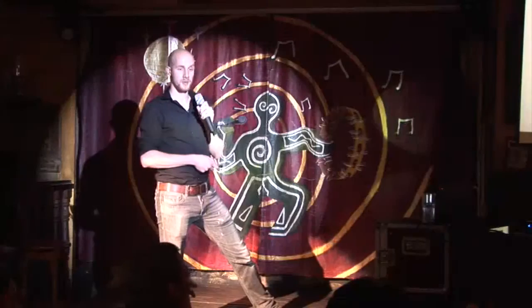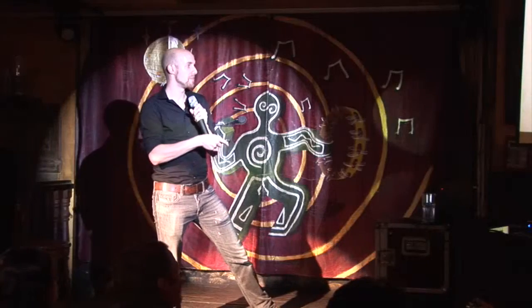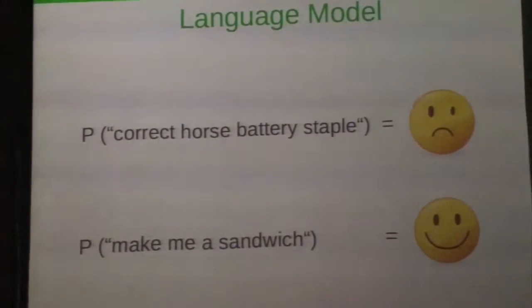So we need to apply some model for the language as well. What is the language model for then? Well, we just want to turn those acoustic sequences into a proper good sentence. So what the language model is trying to tell us is what is a good sentence and what not. For example, the probability of the sentence "correct horse battery staple" is meh, whereas the probability of "make me a sandwich" is of course yay, because that's a good sentence.